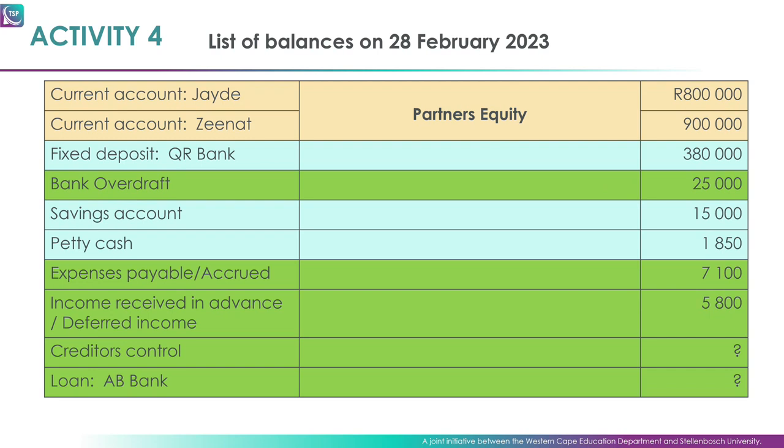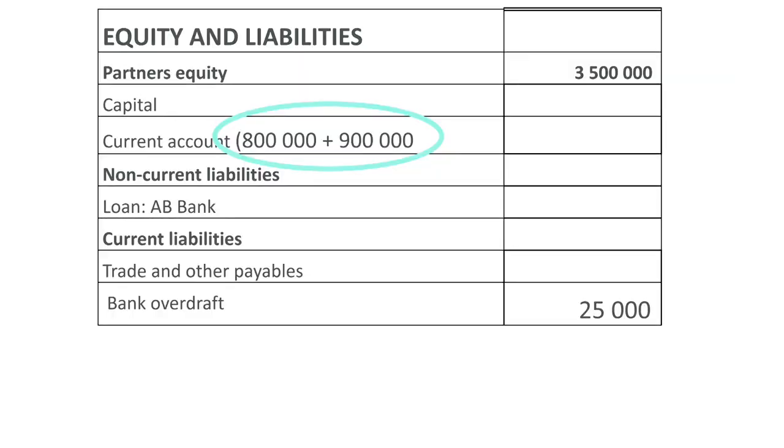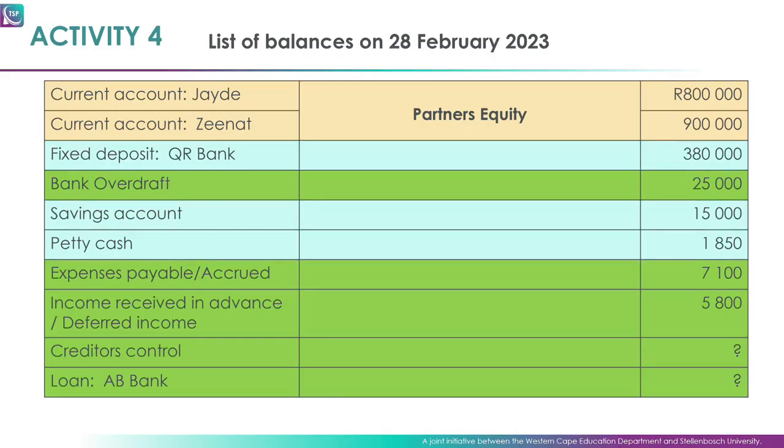So we have the following information. I just want you to be able to split it up, looking at the list of balances. Like I said, the current account, that's partner's equity. And with that information, the partner's equity amounts to 800,000 and 900,000.